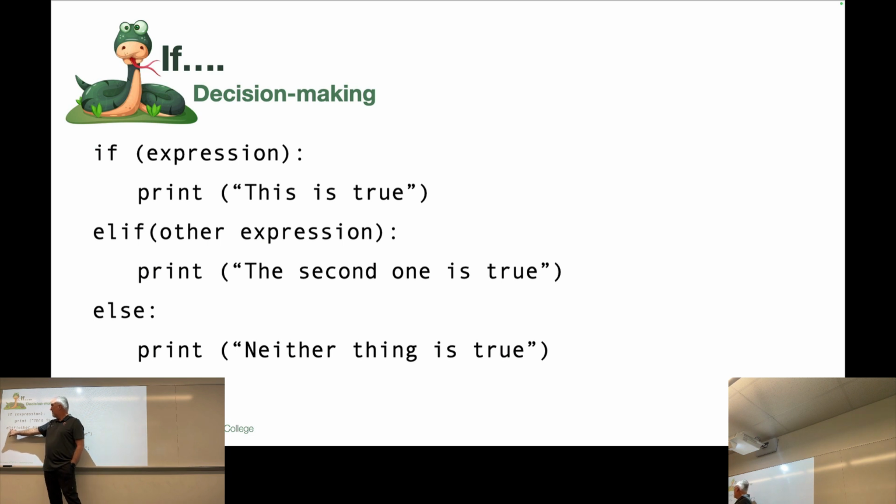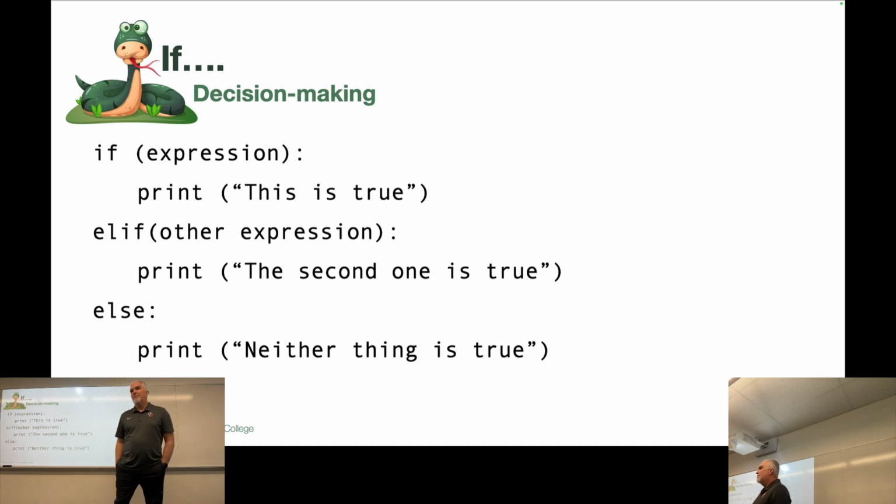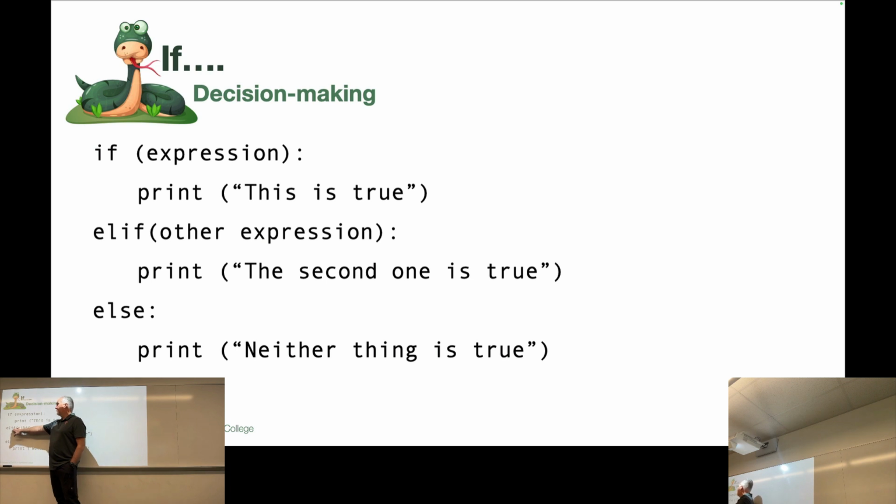elif always comes after an if. It cannot stand on its own. But in an if-elif situation, you can have unlimited elifs. Okay? You can have one or more elifs. And each elif requires an expression. Basically, it's saying, if this is true, then do this. Otherwise, if this is true, then do that. And then finally, of course, we have the else, which is, if none of these are true, do this thing.